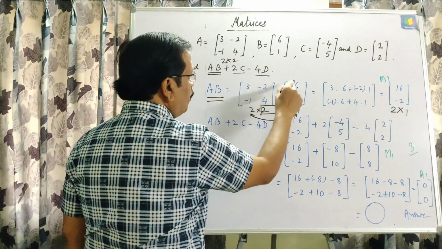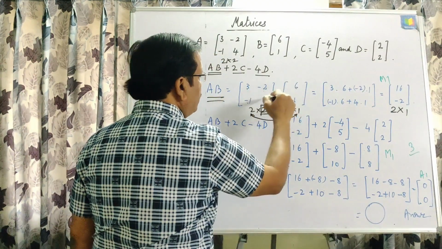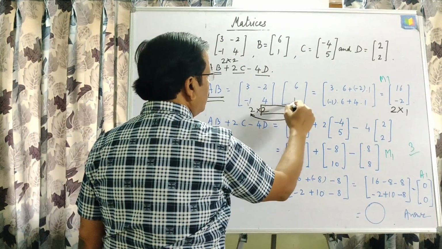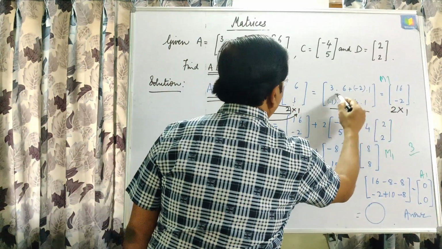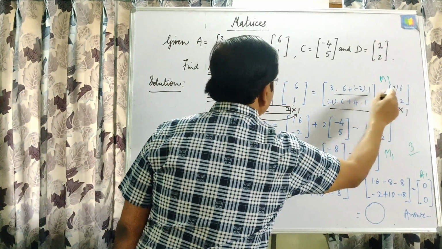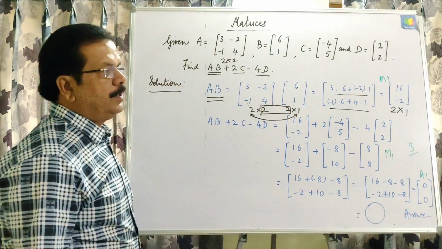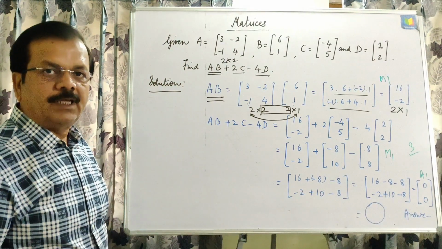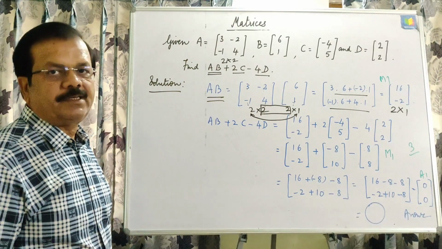Then second row, first column, corresponding elements multiplied and added. Minus 1 multiplied by 6 plus 4 multiplied by 1. Then this way after adding we are getting 16 and minus 2. And this is correct because this is of order 2 cross 1. This way we are multiplying two matrices.